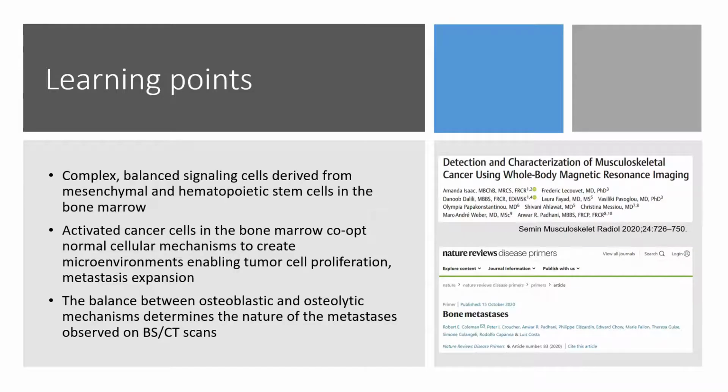So let's conclude here. There are three important learning points. First of all, there's a complex and balanced signaling occurring between mesenchymal and hematopoietic stem cells and their derivatives within the marrow space. Cancer cells within the bone marrow co-opt these normal cellular mechanisms to create microenvironments enabling tumor cell proliferation and metastasis expansion. And it is the balance between osteoblastic and osteolytic mechanisms that determines the final nature of the metastases that we observe on bone scans and CT scans.